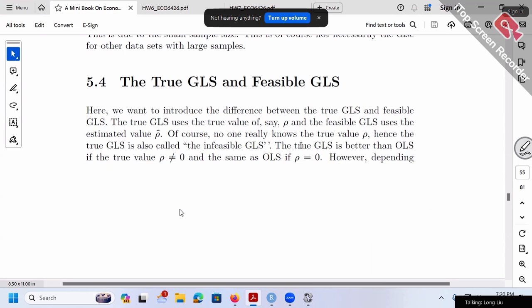Let's further do some comparison. Let's compare true GLS and OLS. Which one is better? First of all, I'll say true GLS is always better than OLS. Actually, always better or at least the same. Why? In what case is true GLS better than OLS, and in what case is it the same?